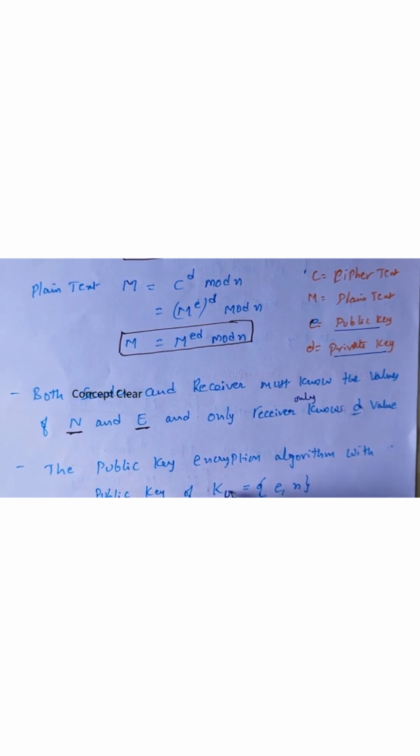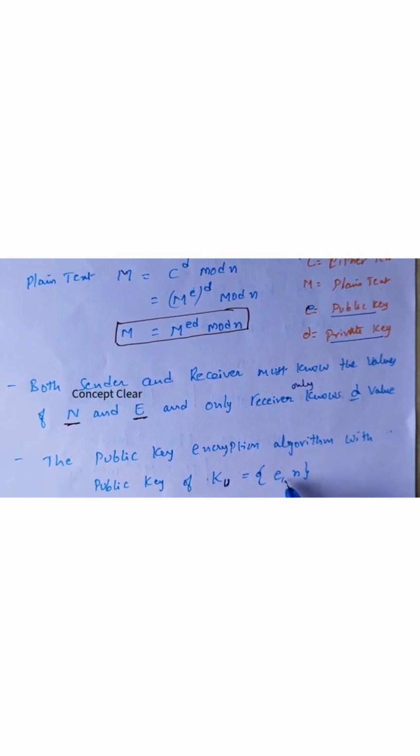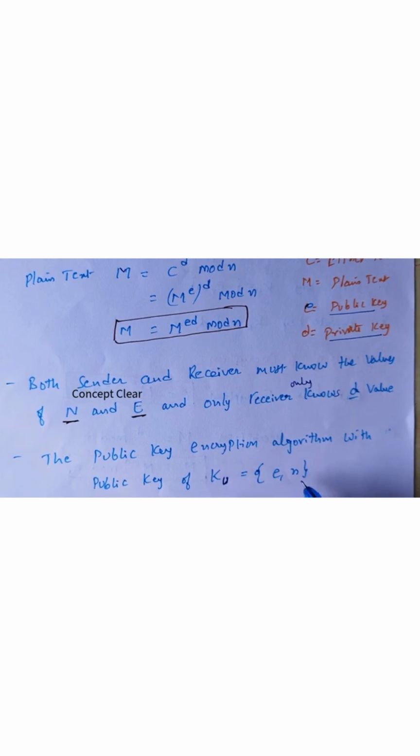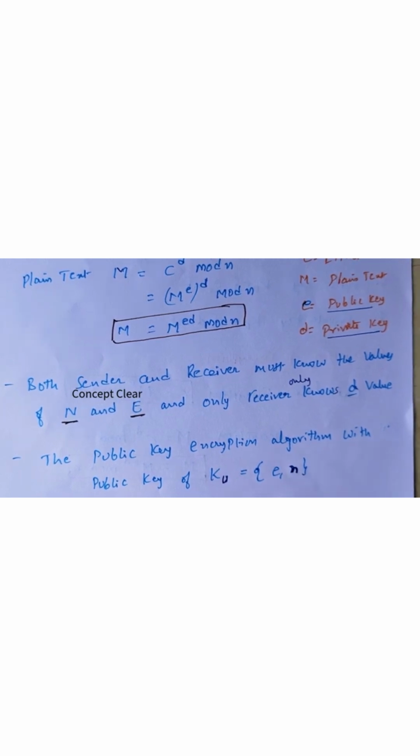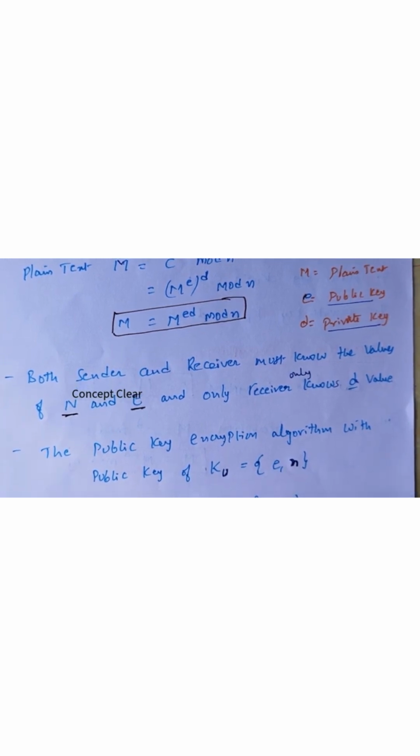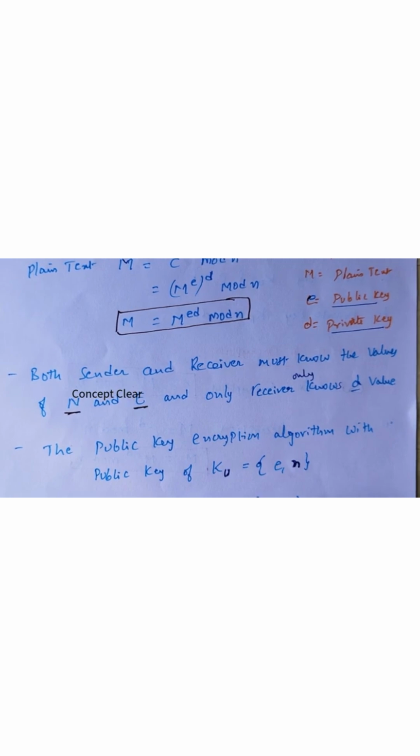In the public key encryption algorithm, the public key is generally written as KU, KU equals E comma N, where E is the public key and N is the product value. We will see what the N value is in this video after 2-3 minutes. And the private key is KR equals D comma N, where D is the private key.